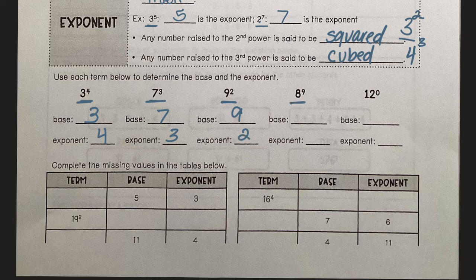For 8 to the 9th power, or 8 times itself, 9 times, my base would be 8, and my exponent is 9. Now for this expression right here, 12 raised to the 0 power, 12 is my base, and my exponent is 0. I know that problem looks kind of crazy, but any expression like this that has a base that's not 0 is equal to 1. So 6 raised to the 0 power would be 1.